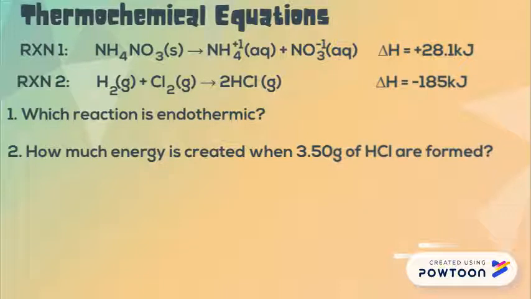For question 2, we are converting between grams and energy. We want to start with our 3.5 grams, use our molar mass to convert to moles, and then finally use the ratio of 2 HCl to 185 kilojoules to convert to energy.